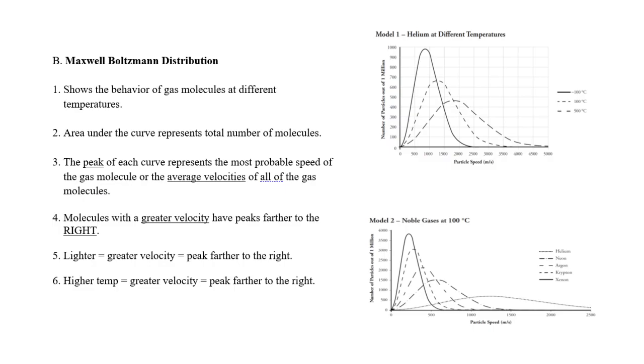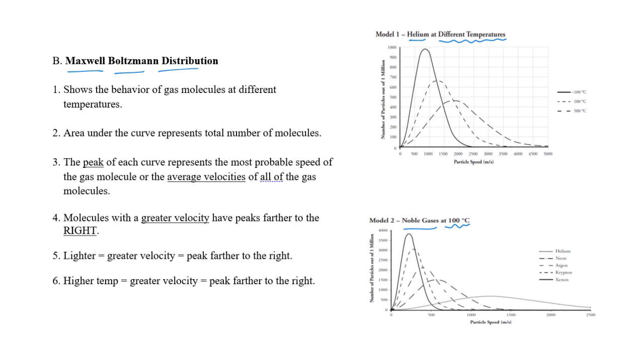So in our next section, we're going to look at these Maxwell-Boltzmann diagrams. Maxwell-Boltzmann diagrams show us the behavior of gas molecules at different temperatures. Actually, there are two different situations. Looking at our models over on the right, we'll look at a graph that shows helium, so the same element at different temperatures. And then we can also have a graph where the temperature is the same, but they're different molecules. Basically, it represents the average velocity.